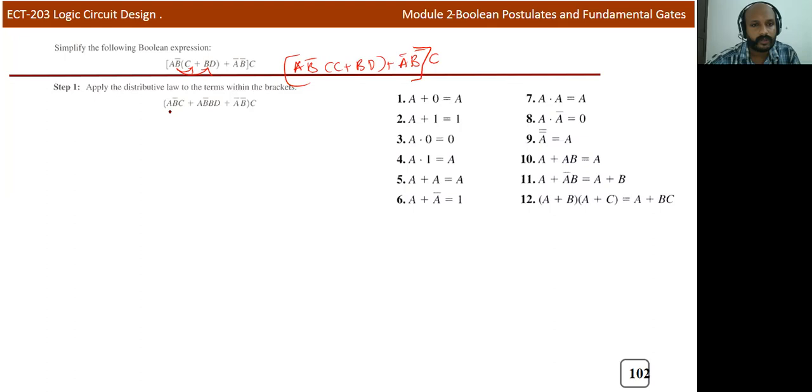So you will get like this. So apply the distributive law, and you will get A B bar C and A B bar BD. So here you can see B into B bar. So B into B bar is something like A into A bar, which is equal to 0. So we'll get this term equal to 0. Okay, so we can apply that.